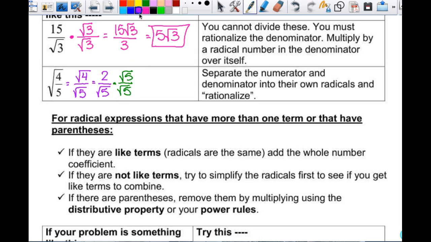And then I just multiply straight across. And that's going to give me 2 square root of 5 over what? 5. Can I reduce that fraction at all? No. It's just an ugly fraction, and that's okay. Okay? Everybody okay with all that? All right, good deal.